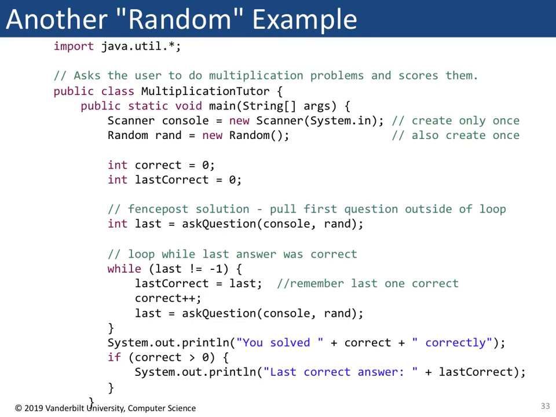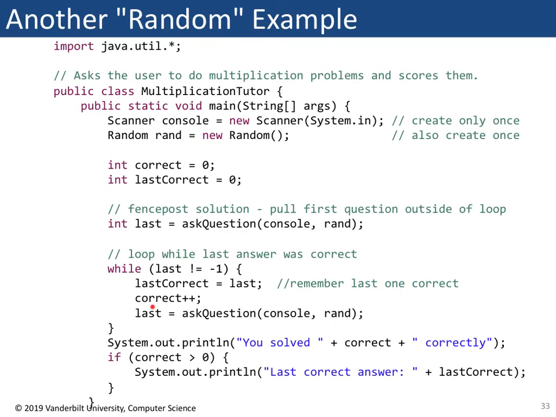So we have inside our while loop, our sentinel condition, which is that last is not equal to -1. Last is where we're going to store the result of asking the question and the user answering the question. -1 means they got it wrong. So as long as last is not equal to -1, the user didn't get it wrong, which means lastCorrect should be equal to last, because lastCorrect holds the last value that they entered correctly.